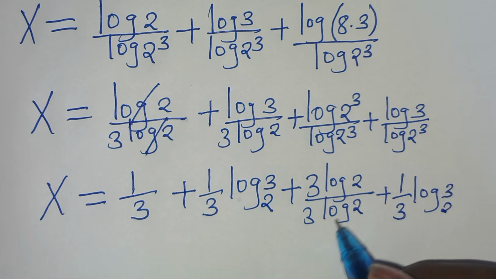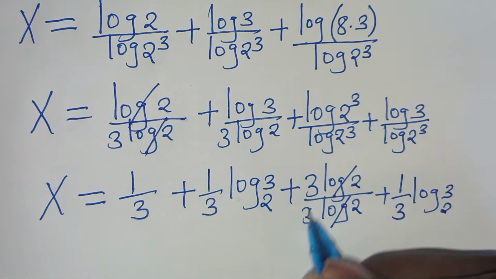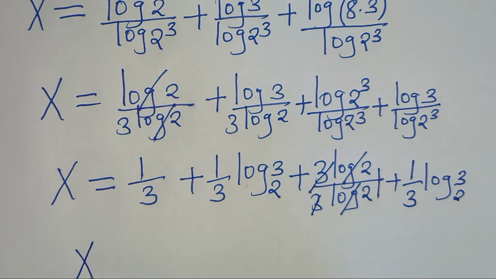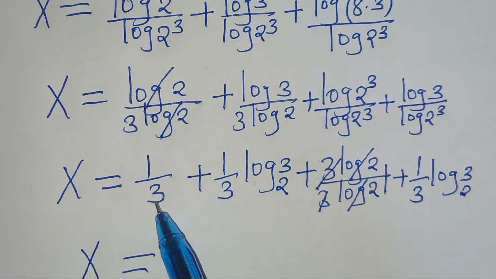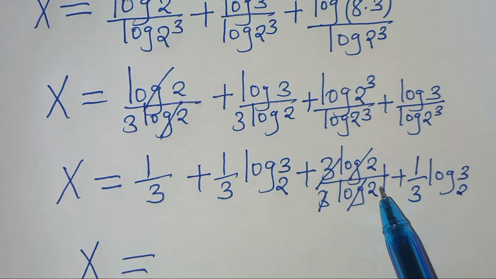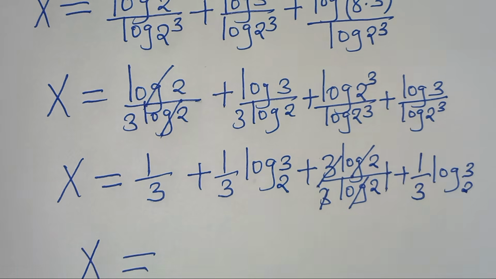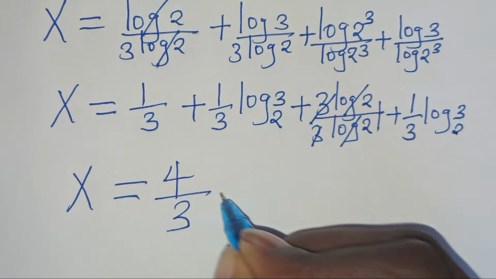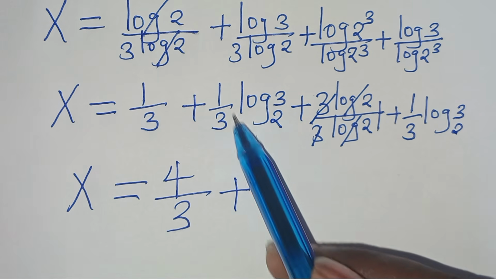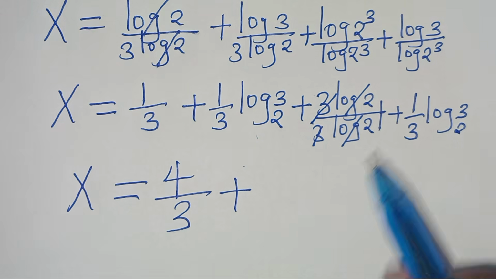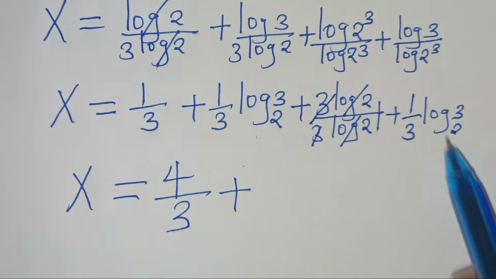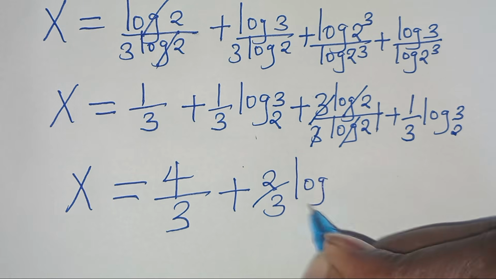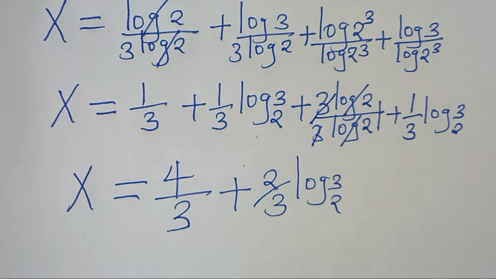So let's simplify here. Log 2 and log 2 simplifies, 3 and 3 simplifies, so we have 1. So this implies that we have 1 over 3 plus 1, and this means that we have x is equal to 4 over 3 plus 1 over 3 log 3 to base 2 plus 1 over 3 log 3 to base 2. This means we have 2 over 3 log 3 to base 2.